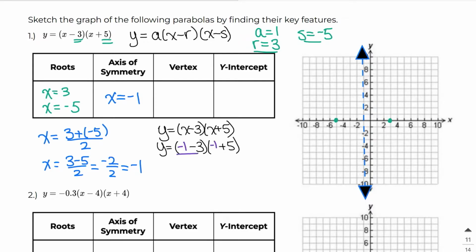So right here, negative 1 minus 3 is negative 4. Negative 1 plus 5 is positive 4. Negative 4 times positive 4 is negative 16. So I know my vertex is going to occur at negative 1, negative 16.